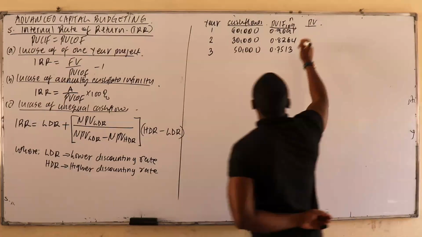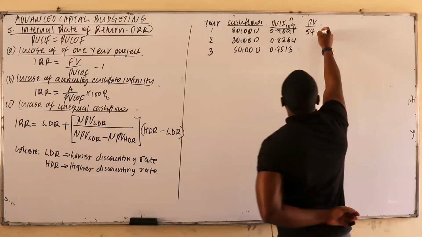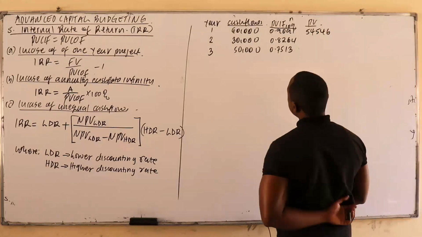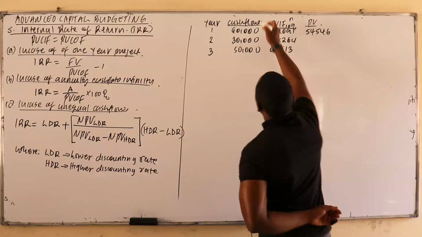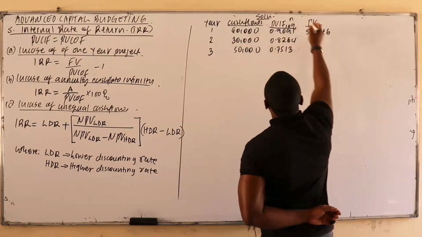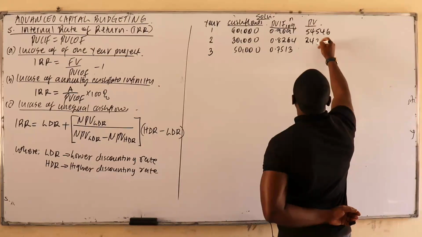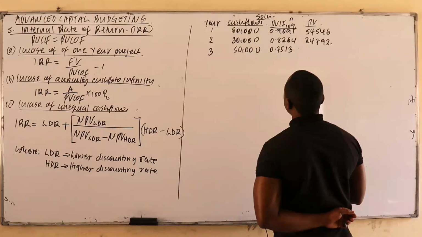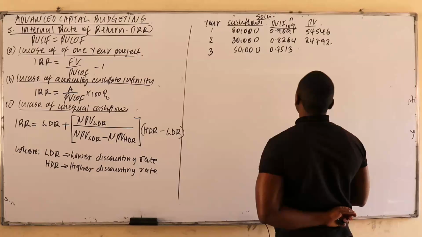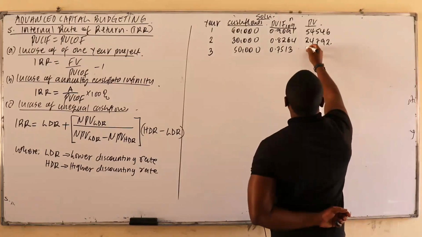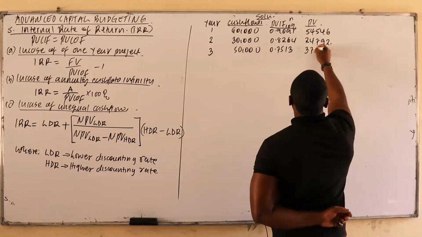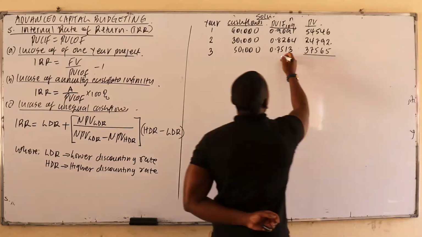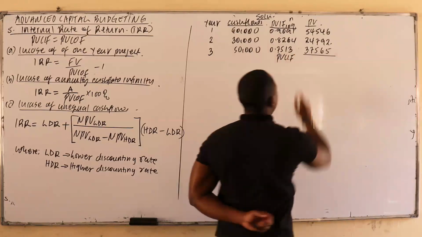Sorry? 546. 24. 792. Sorry? That's 7,565. Good. So now let's add the total to get the present value of cash inflow.